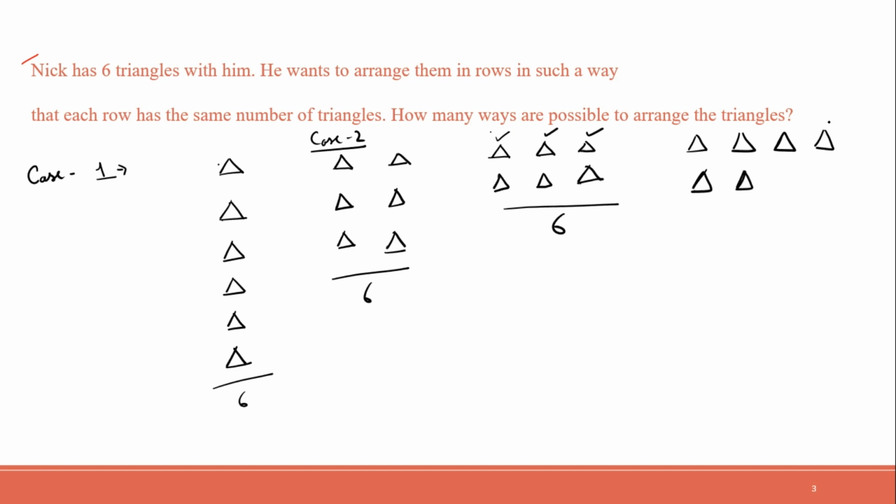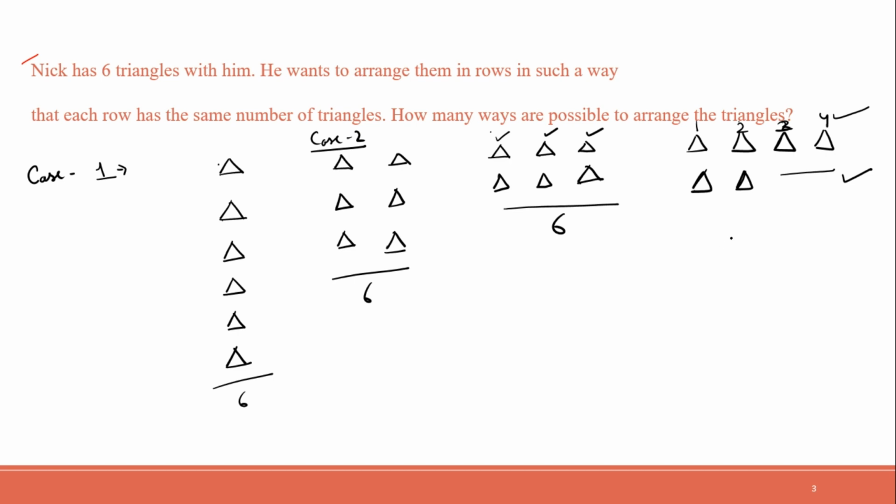That means we have used all the six triangles, but the last two rows. This is row three, row four, right? This is one and two. That means the third and fourth rows have only one triangle, and rows one and two are having two triangles each. That means the number of triangles are not the same. That means it is not possible to do it this way. We cannot distribute an equal number of triangles in four rows.